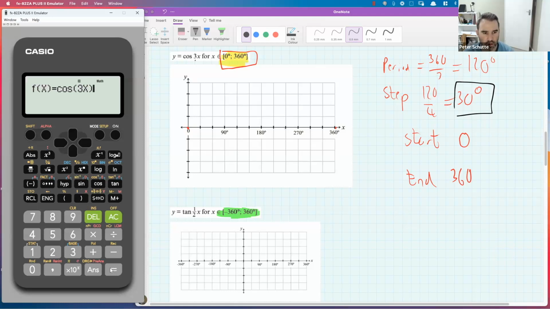Good, sir. Thank you. Okay, so we go equals. Start was 0, then equals, the end is 360, and that was given in the question, and then the step size was 30. And then I go equals, and I get this table.